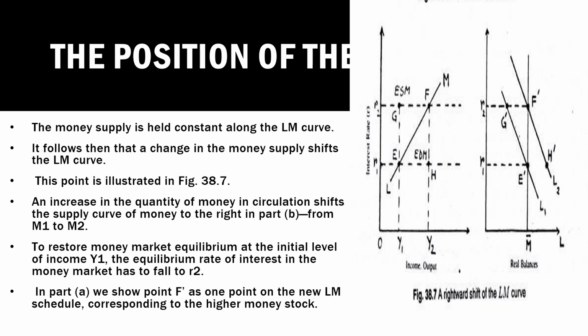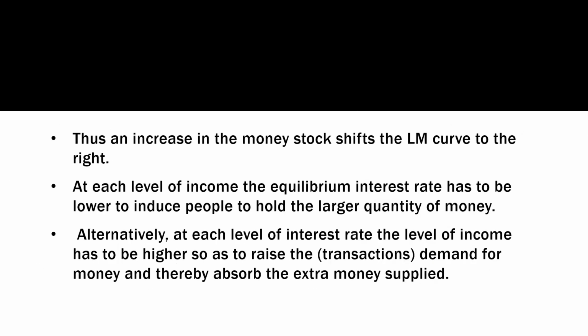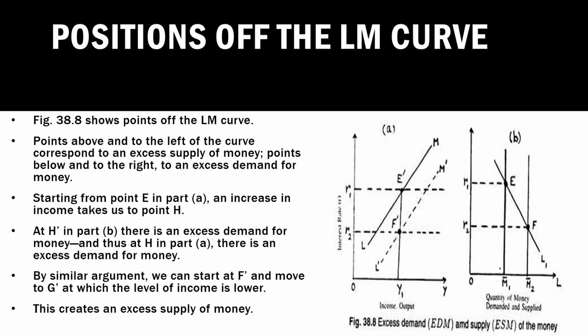So in the part of the diagram indicated by panel A, we could see that the point F indicates a point on the new LM schedule corresponding to the higher money stock. Thus, an increase in the money stock would shift the LM curve to the right, and at each level of income, the equilibrium rate of interest has to be lower to induce people to hold a larger quantity of money. Alternatively, at each level of interest rate, the level of income has to be higher so that it raises the demand for money and thereby absorbs the extra liquid cash in the economy, or the extra money supply by the central bank of the country.